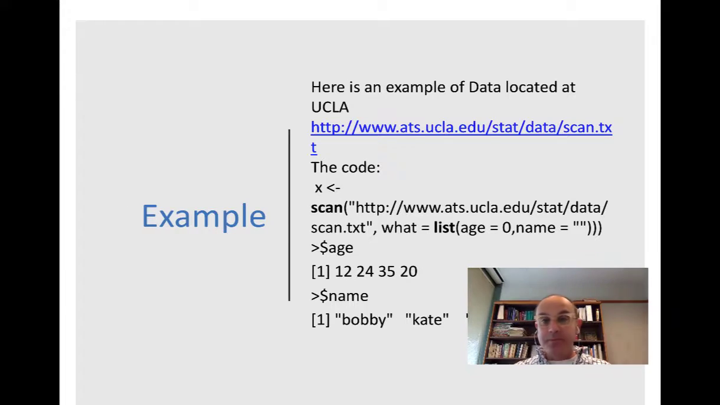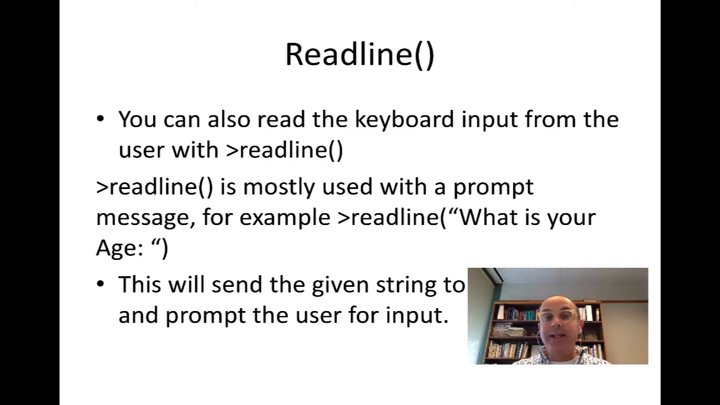So here is an example. I'm using a UCLA text that was displayed in 2014 at the R user conference, and in this case it allowed us to do the following: scan the data. It allowed us to make a list based on age and name, and I'm leaving the name empty. I'm going to ask what is the age, and it will show me the age. What is the name? It will show me all the names in this example.